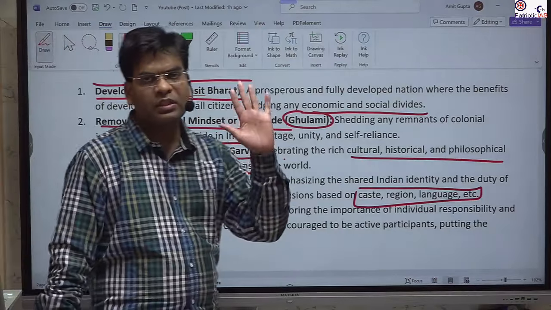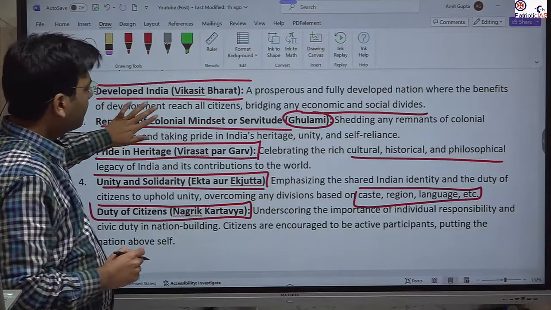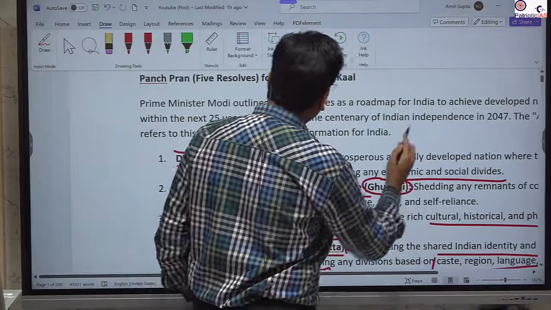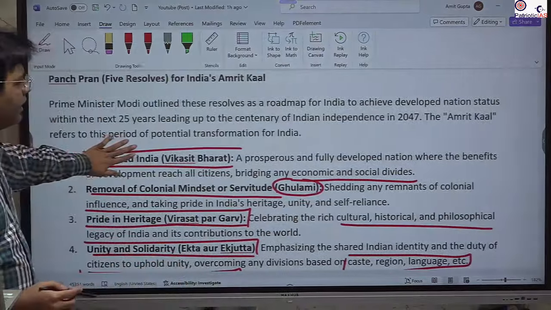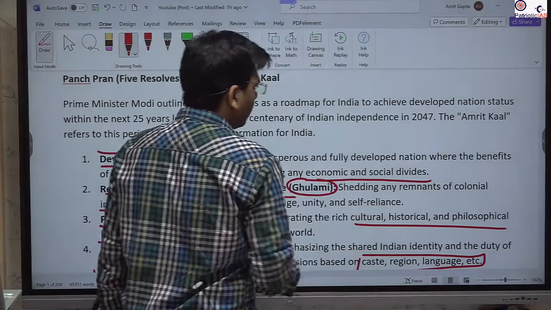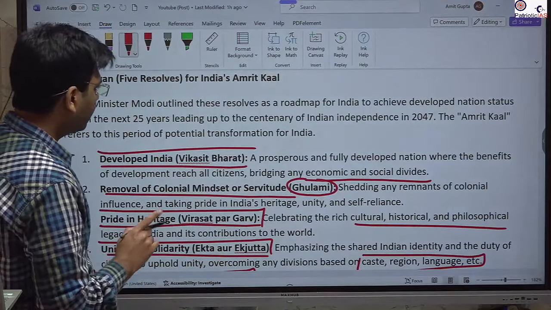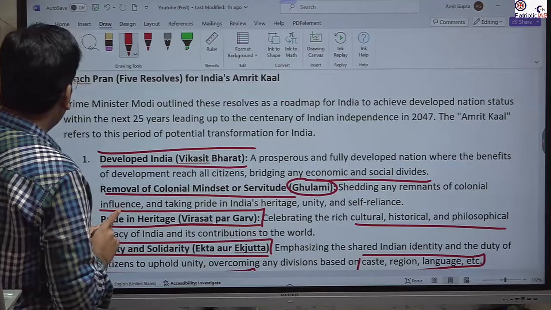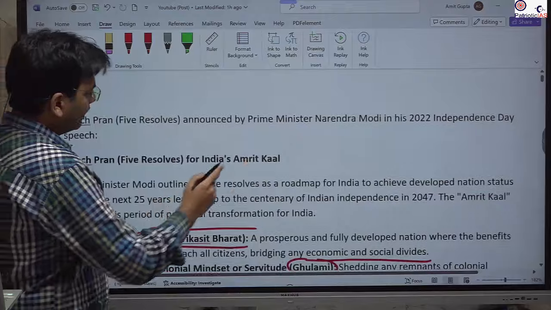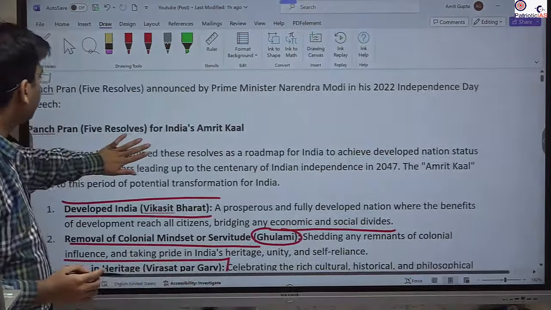of the citizen. This is the Panch Pran that was given by our Prime Minister in his speech in 2022 on Independence Day, when India celebrated 75 years of independence. Okay, so it was the Independence Day of 2022. Yes, here it is given: 2022 Independence Day, when his speech brought this Panch Pran.